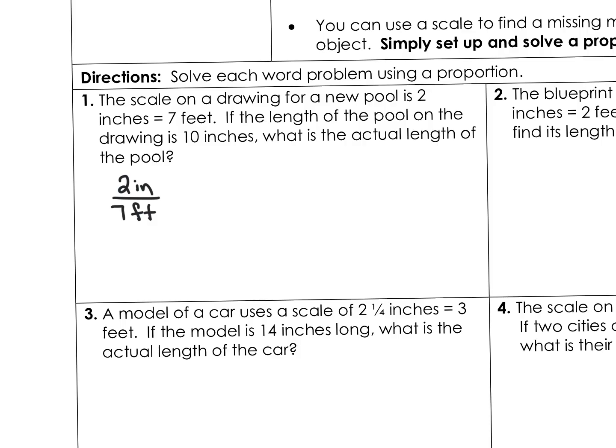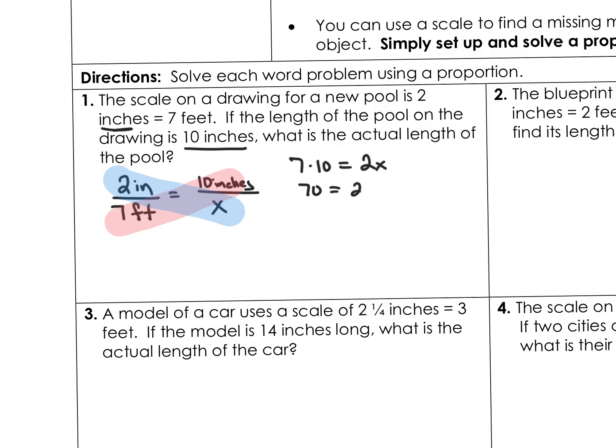It's saying the length of the pool on the drawing is 10 inches. So once again, we're going to use that inches to inches. Since we put inches on the top, I'm going to put inches on the top here. And we are trying to find the actual length of the pool, so that's where we're going to put our X. Just like we did before, we're going to utilize those cross products. So I'm going to do 7 times 10, which has to equal our other cross product, which is 2 times X.